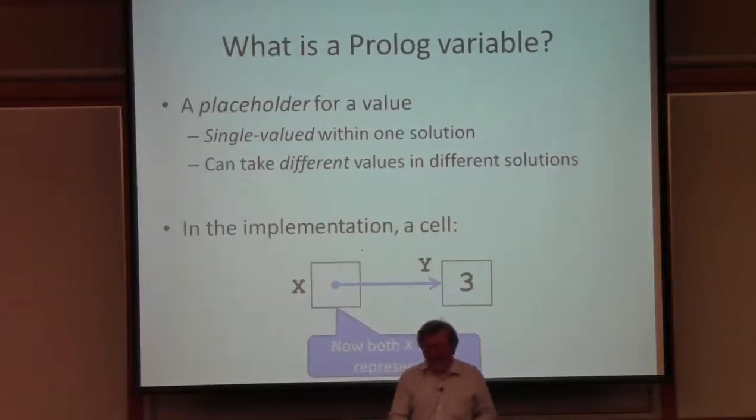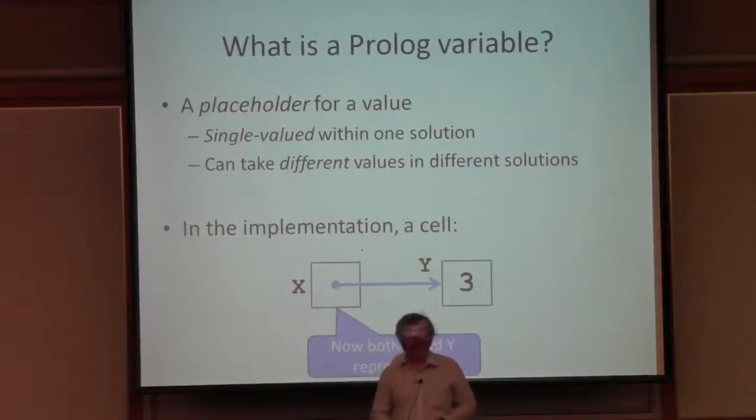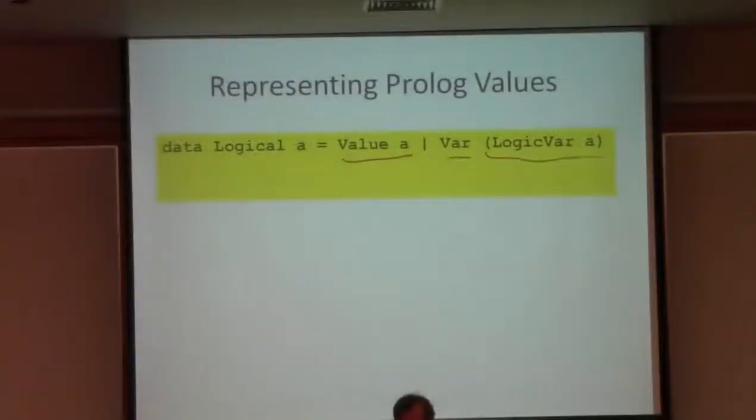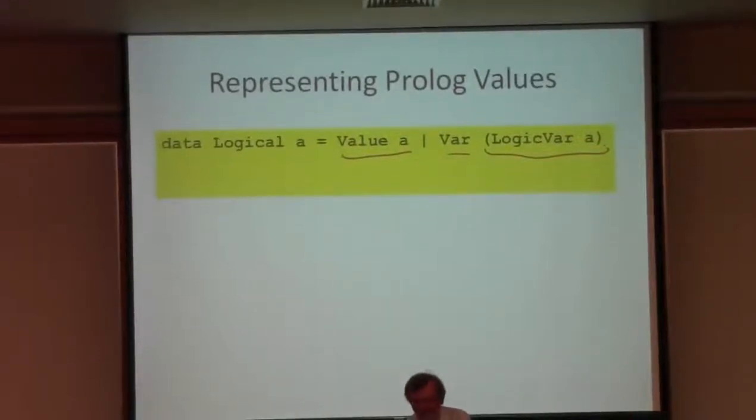And then when y finally gets filled in with a value, then both x and y represent that value. So how can I represent this in Haskell? Well, I'm going to define a type, Logical A, to represent a logical value corresponding to type A. And there's going to be two alternatives. Either I know the value, and it's an A, or I don't. It's an unknown variable containing a LogicVar.